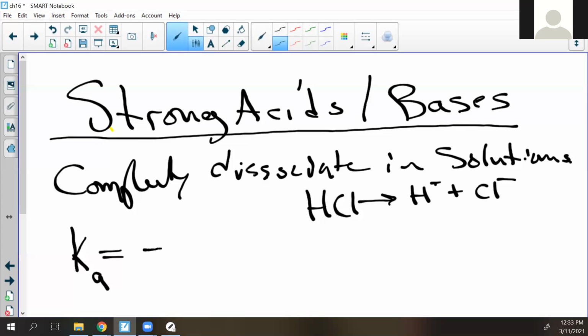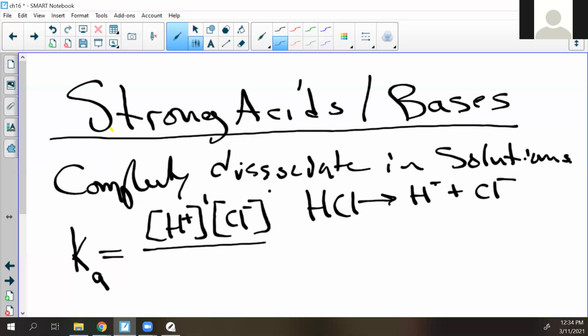And tons of you asked, what do you mean by the mass action expression? I thought I reviewed that a lot. That's where you write it out with the symbols. What would this look like? The concentration of H plus times the concentration of Cl minus, divided by the concentration of hydrochloric acid. So that would be the mass action expression. It's just the thing written with no numbers in it.